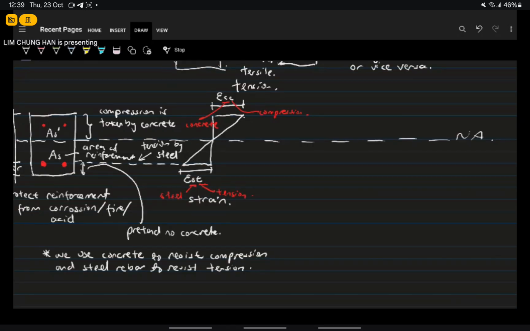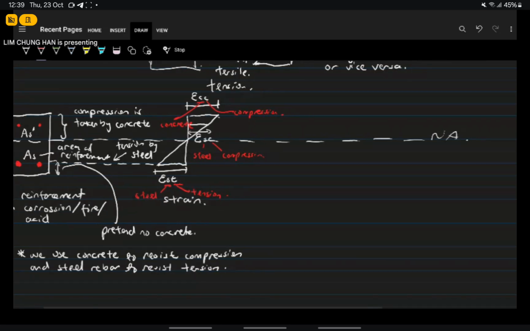Okay, so we need to design a layer as well, called epsilon SC for steel, to resist compression. But this is not always the case. This is only needed sometimes. Okay, so this is a strain diagram.